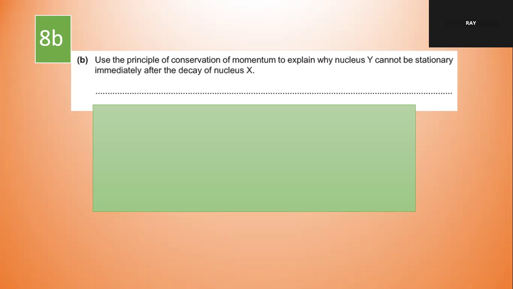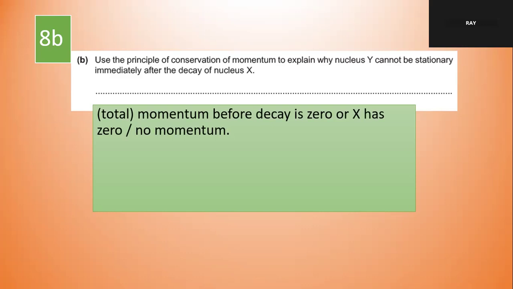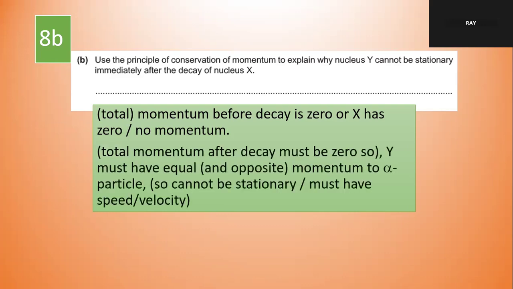You have to say the final momentum is also zero. That requires nucleus Y and the alpha particle to have equal and opposite momentum. Total momentum before decay is zero, as X has zero momentum. Total momentum after decay must be zero. So Y must have equal and opposite momentum to the alpha particle, so it cannot be stationary, it must have a speed or velocity.